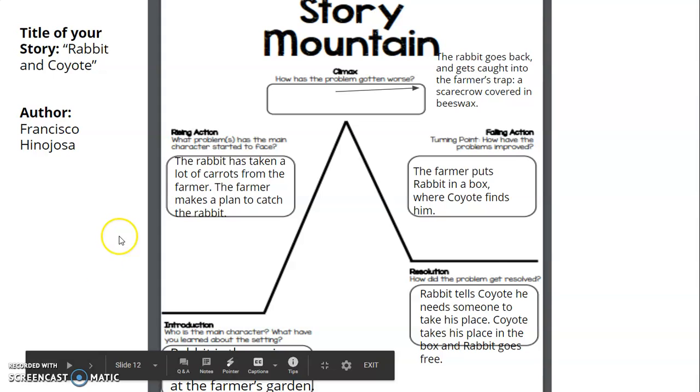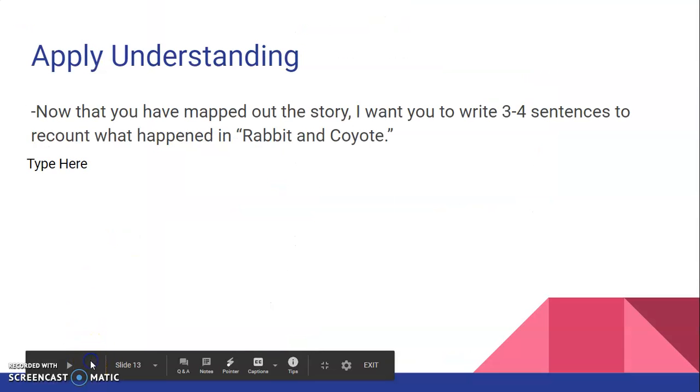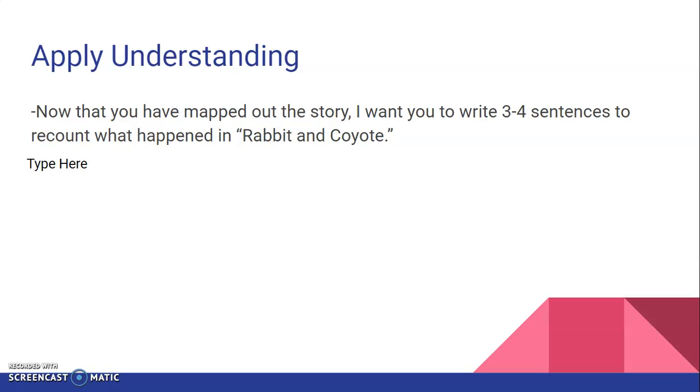All right, so here's your last section of your assignment today. Okay, I want for you to now take that recount. So using that Story Mountain and really documenting the plot of Rabbit and Coyote, I want you to take that graphic organizer and put it into a paragraph. Because as a great reader, you're going to have to do something called a summary. And so when you recount a story, it's basically a summary, but you just are taking those portions of your graphic organizer and you're putting them into 3 to 4 sentences to recount what happened.